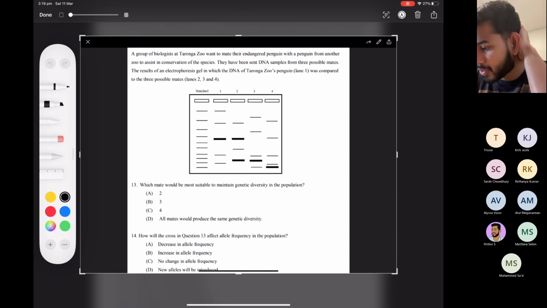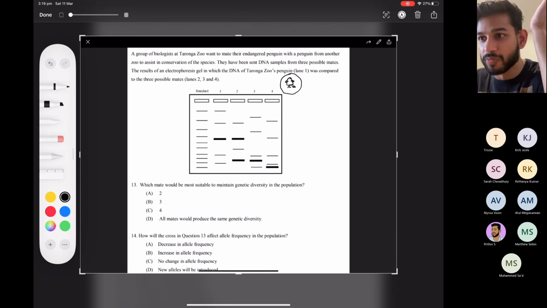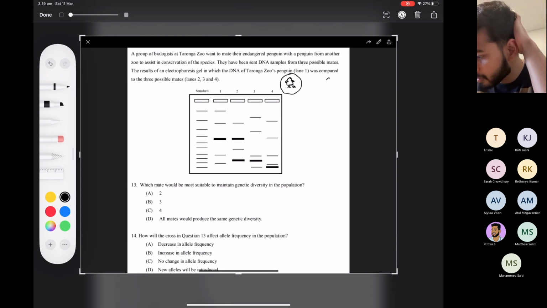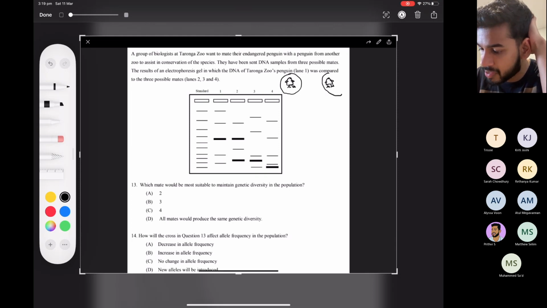Group of biologists at Taronga Zoo want to mate their endangered penguin. I would literally at this point draw a little penguin. Okay, with a penguin from another zoo. So this penguin is, I guess, from a gene pool of penguin in Taronga Zoo. I hope they don't only have one penguin, that'd be sad. With another penguin from another zoo, so another gene pool, to assist in the conservation of species. And this is an endangered penguin, so they'll put E.